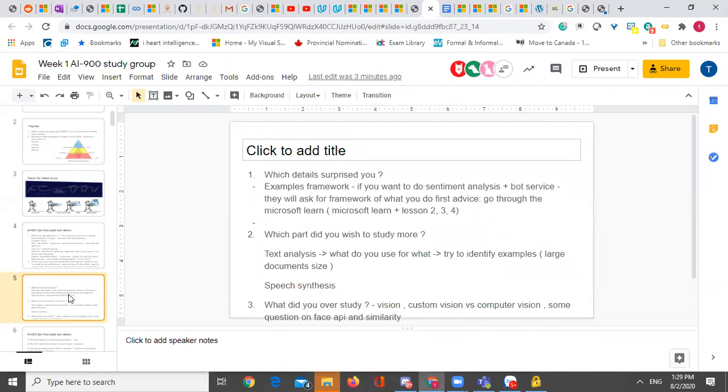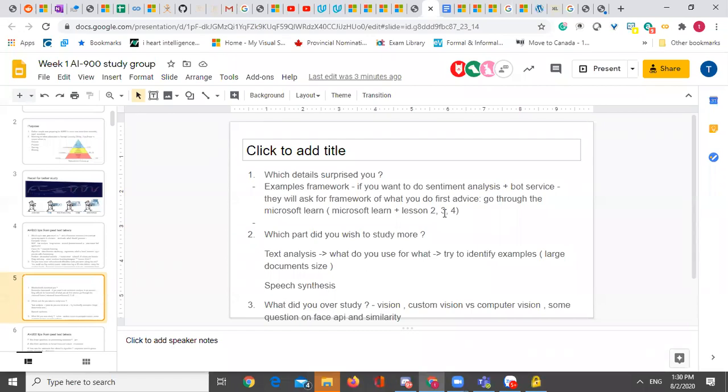Okay, the next one is the details that surprised him. The details that surprised him is a framework. In the class, we only talked about individual components of the features in the cognitive service. But in the exam, there would be multiple components linked together, and how to use this and that, and how you arrange them in a business case scenario, whether you use sentiment analysis before or after the other service. Again, the material he thinks is more relevant is Microsoft Learn and lessons 2, 3, 4.